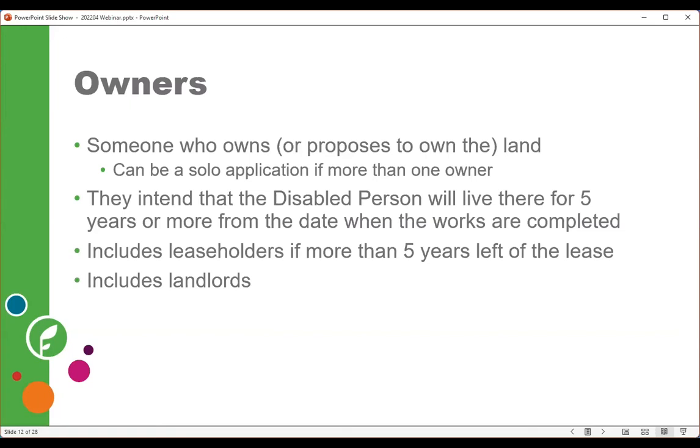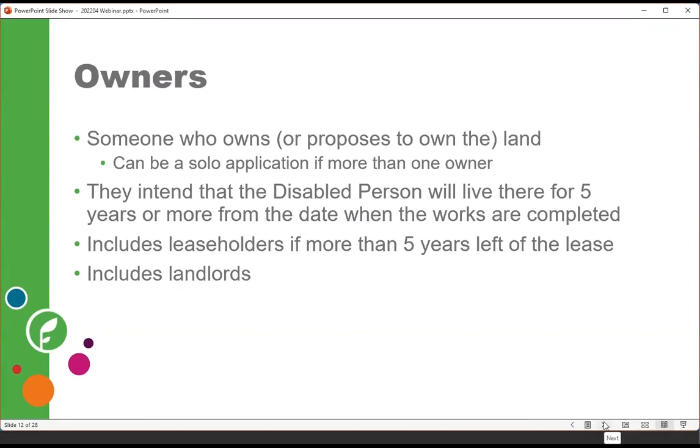One of the key things is they have to intend that the disabled person will live there for 5 years or more from the date when the works are completed, unless, of course, their life expectancy isn't that long. And this includes leaseholders. Leaseholders are treated as owners if they have more than 5 years of their lease left, and owners can also include landlords. There are some specific requirements around landlords, which you can read about in the new guidance as well.